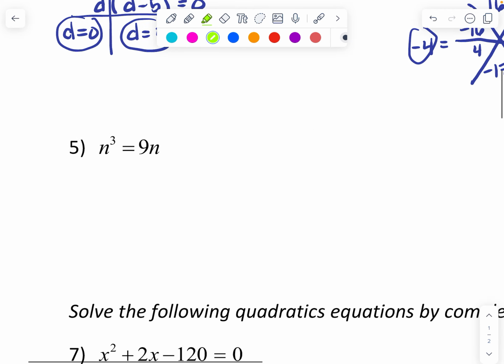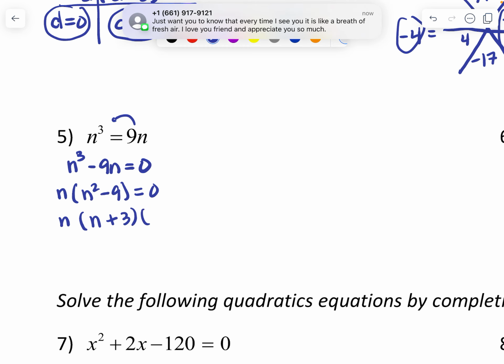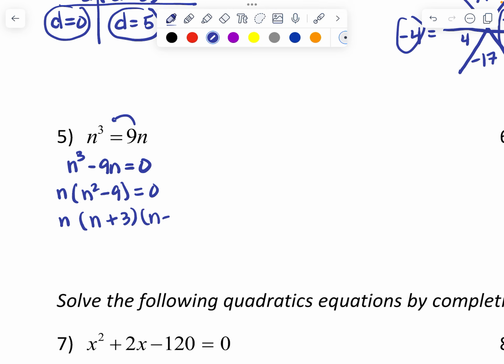All right, number 5. Is it equal to 0? No, it's not. So let's move the 9n over. So it's going to give me n cubed minus 9n equals 0. And now that's a greatest common factor. So if I pull out an n, I'm going to be left with n squared minus 9 equals 0. But hey, n squared minus 9 factors too. That factors to a difference of 2 squares. So it's n plus 3 times n minus 3 equals 0.